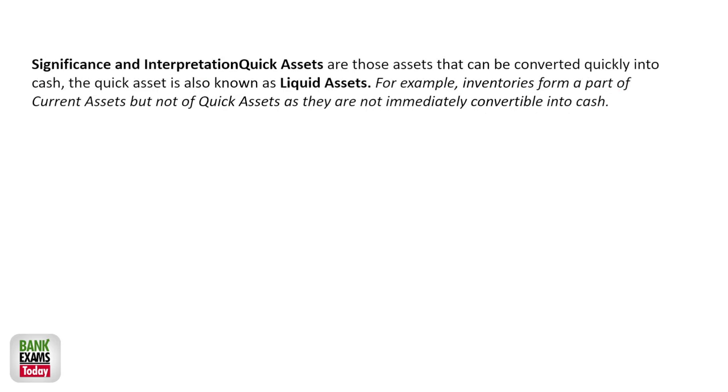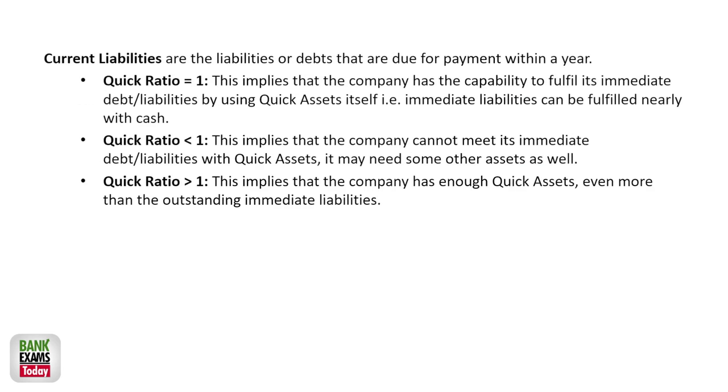You'll be able to understand more with the help of an example. Inventories are not part of quick assets. Inventory is a current asset, but not a quick asset, because it cannot be converted into cash quickly. A quick ratio of 1 implies the company has the capability to fulfill its immediate debt, right? If it is less than 1, that means the company doesn't have enough quick assets to cover its short-term liabilities. And if it is more than 1, that means the company is comfortably liquid. The company has a lot of quick assets to cover its short-term liabilities.